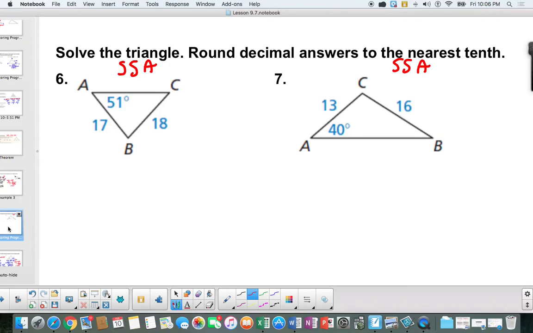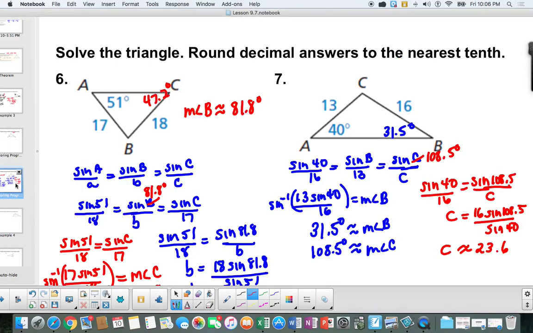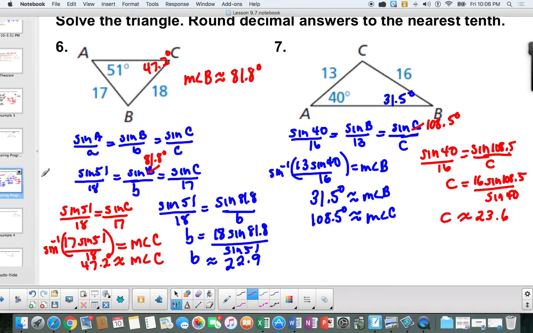Okay, now you can see number 6 is a side-side-angle, and number 7 is a side-side-angle. See what you can do. Stop the screencast. And here's the answer. So you can see that I went ahead and set up everything, substituted those values, and got all my answers.